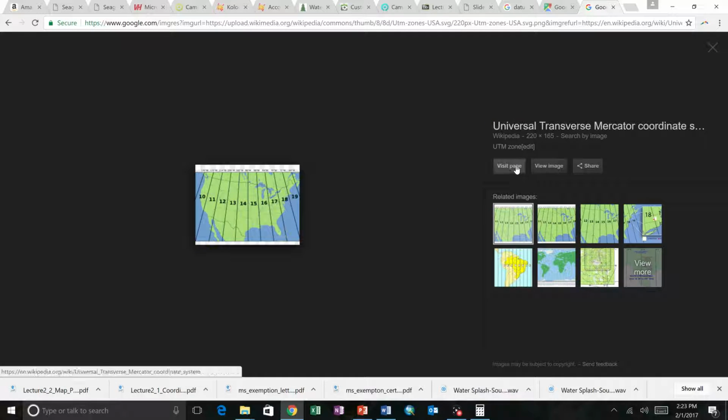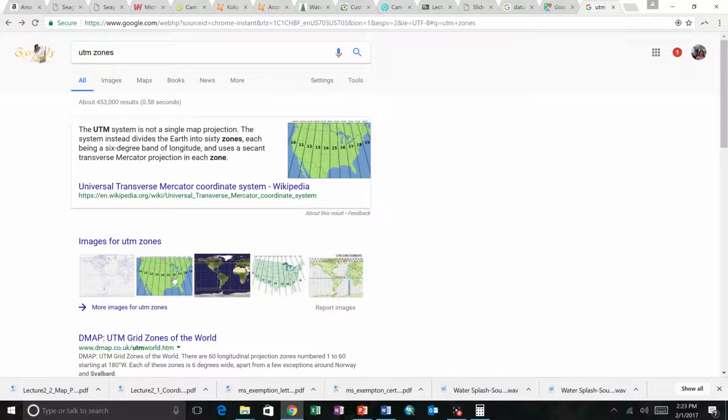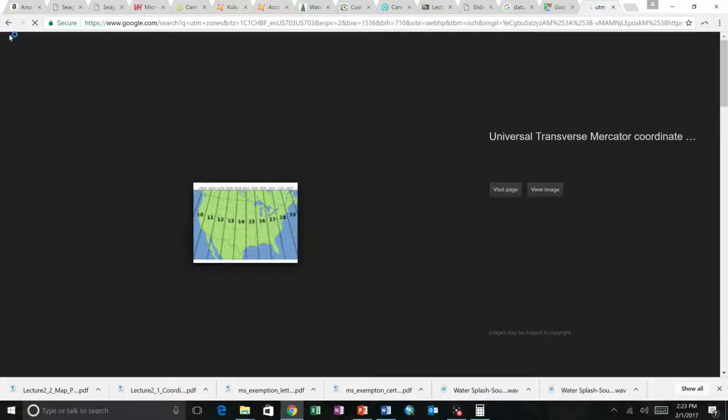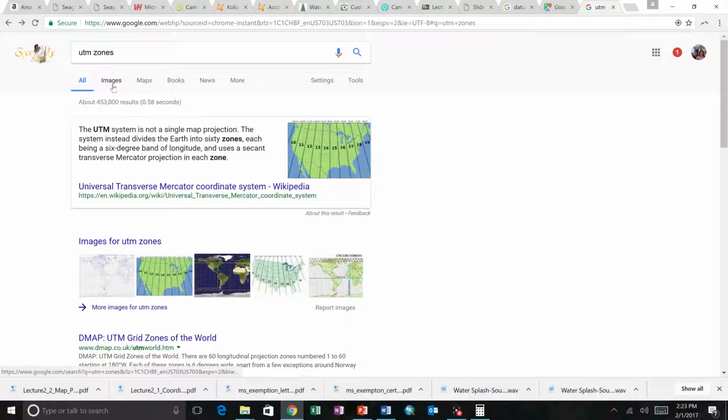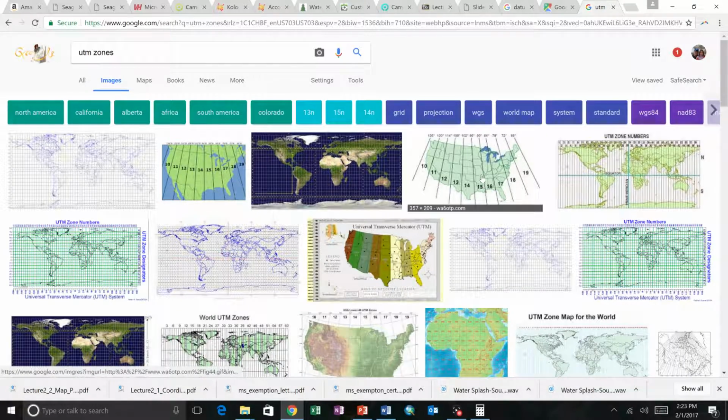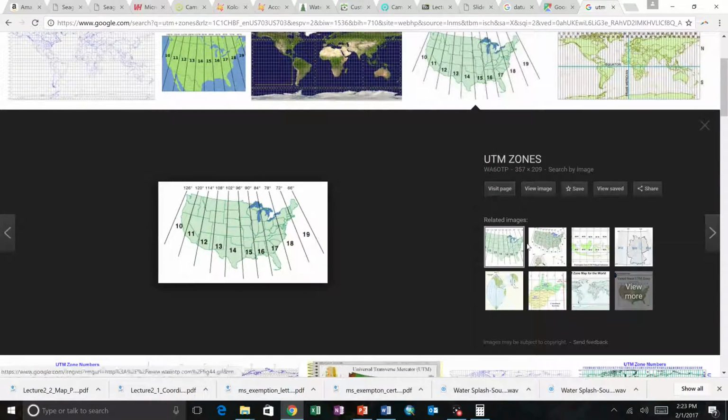That's a small map. I want to make it bigger. We're going to get a bigger map. That's the same picture. Sorry. Images. There's a bigger map, maybe. That's still not that big, but hopefully.